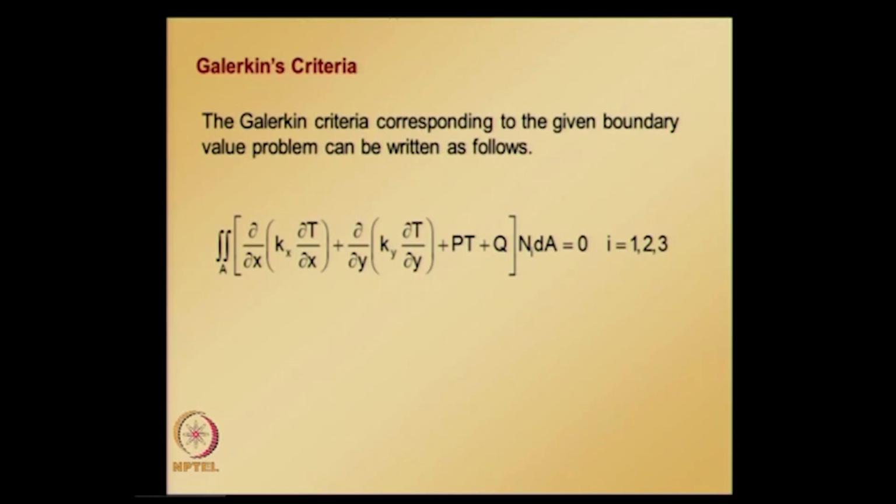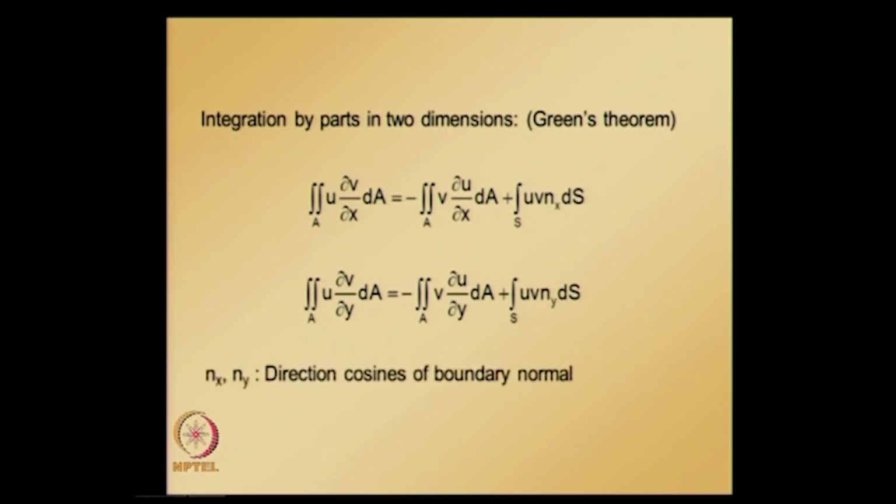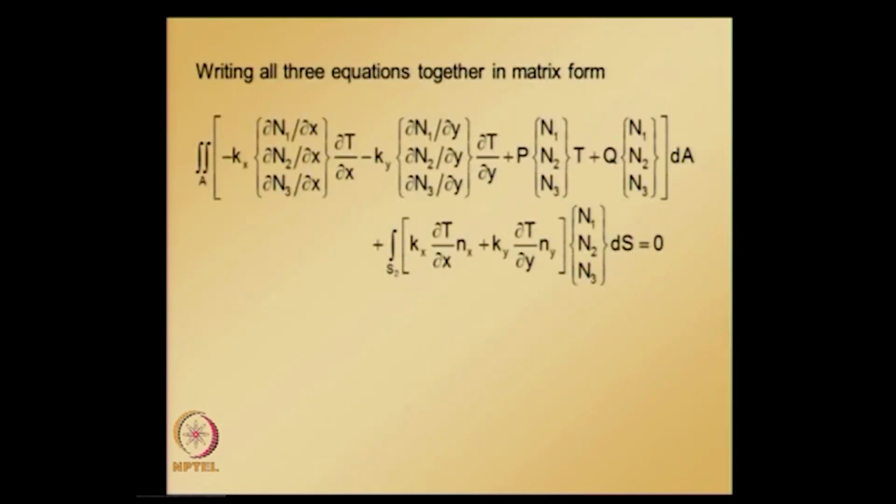So, now let us once again look at those identities or the formulas. These are the 2 formulas that we looked at earlier. We will be using these 2 formulas to simplify the previous equation further. So, applying integration by parts on the first 2 terms inside the integral of the previous equation, we get this equation, and I takes values 1, 2, 3. So, further we can write the previous equation like this, writing all the 3 equations together in matrix form, we get this one.